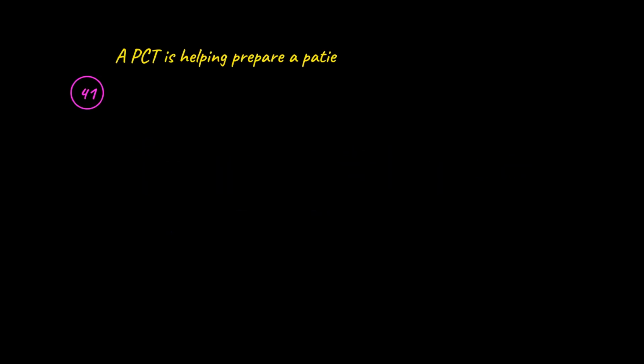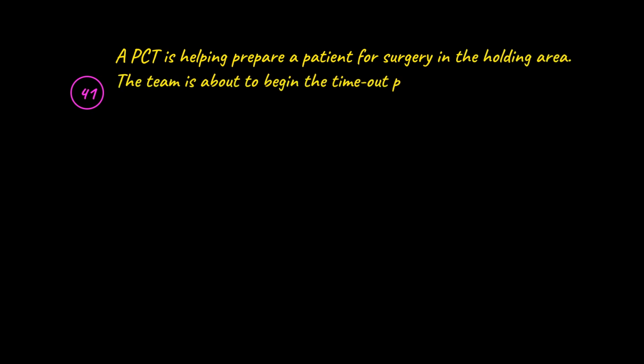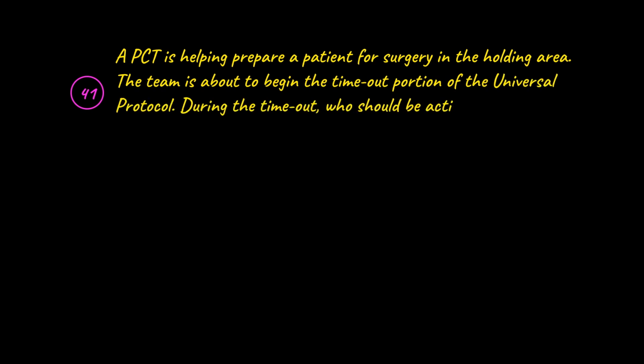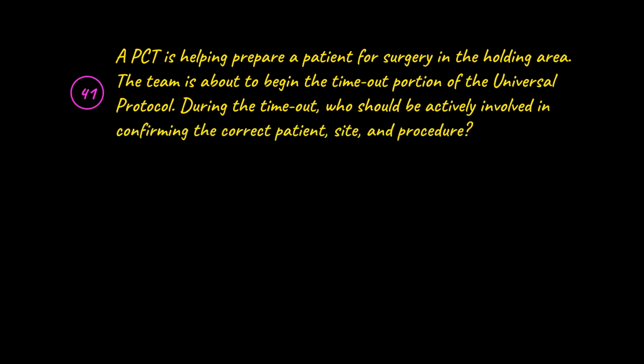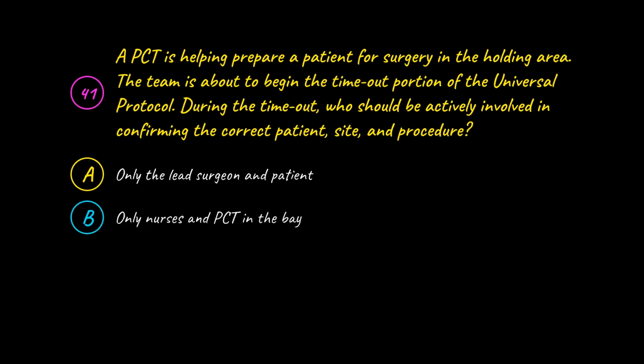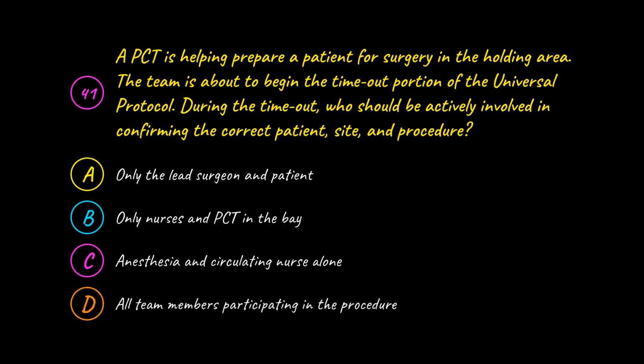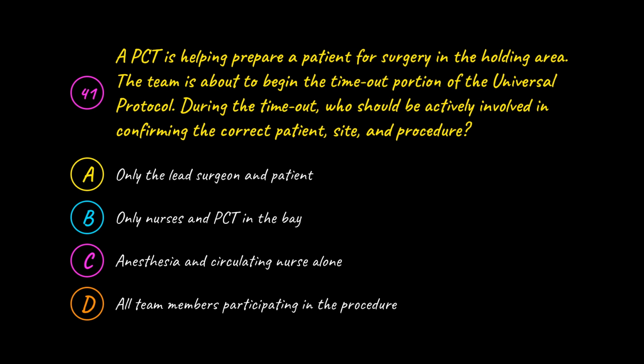Question 41. A PCT is helping prepare a patient for surgery in the holding area. The team is about to begin the timeout portion of the universal protocol. During the timeout, who should be actively involved in confirming the correct patient, site, and procedure? Your options are A. Only the lead surgeon and patient. B. Only nurses and PCT in the bay. C. Anesthesia and circulating nurse alone. D. All team members participating in the procedure. Which one is it? Pause the video if you need more time.